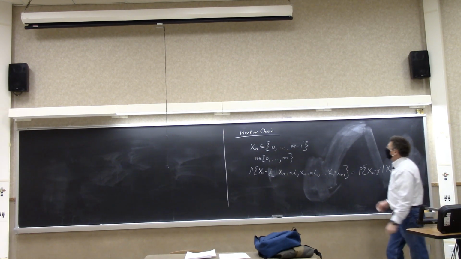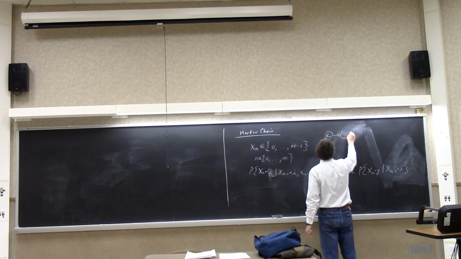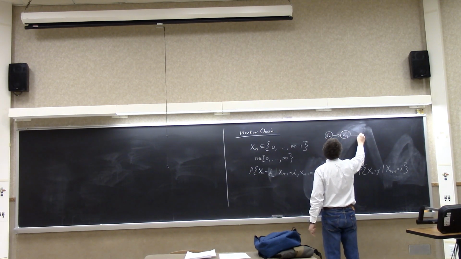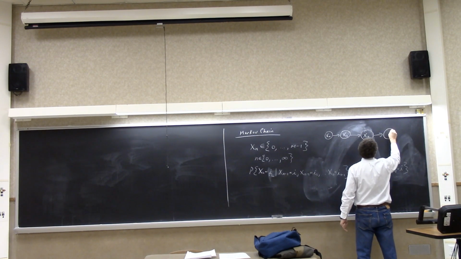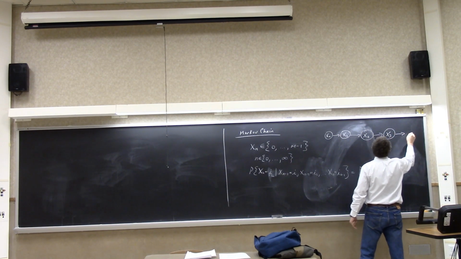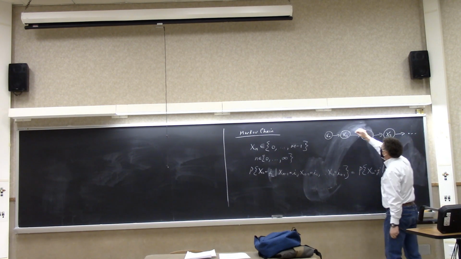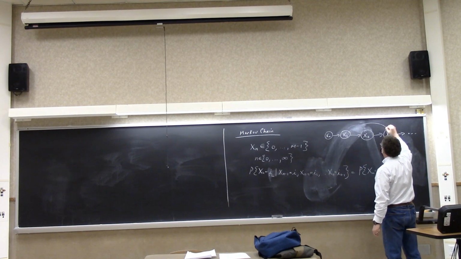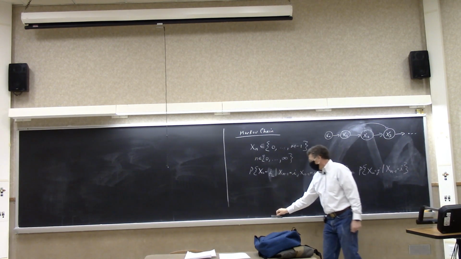The way we draw that, this is X0, this is X1, this is X2, this is X3, and so on. What isn't true is that there's a communication channel like that. That's not there. I'll erase it.